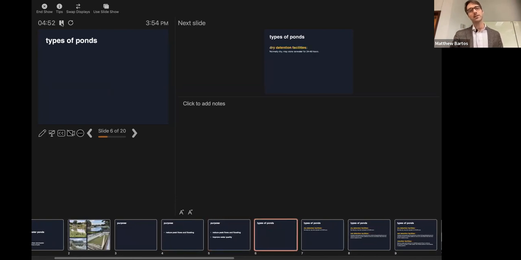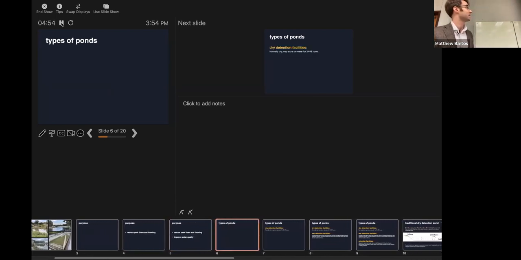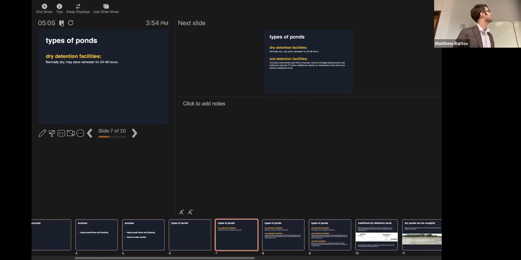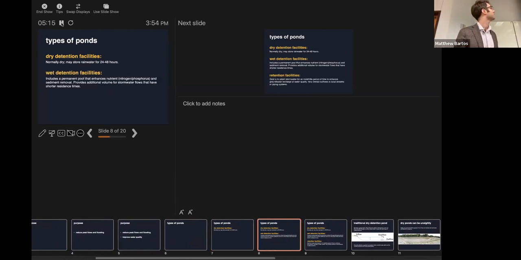So let's talk about the different types of ponds. I'm just going to go through some terminology here. There are a couple main types of ponds I want to talk about. The first are dry ponds, what I'll call dry detention facilities. So these are normally dry. They'll store rainfall after large rainfall events, typically for about 24 to 48 hours.